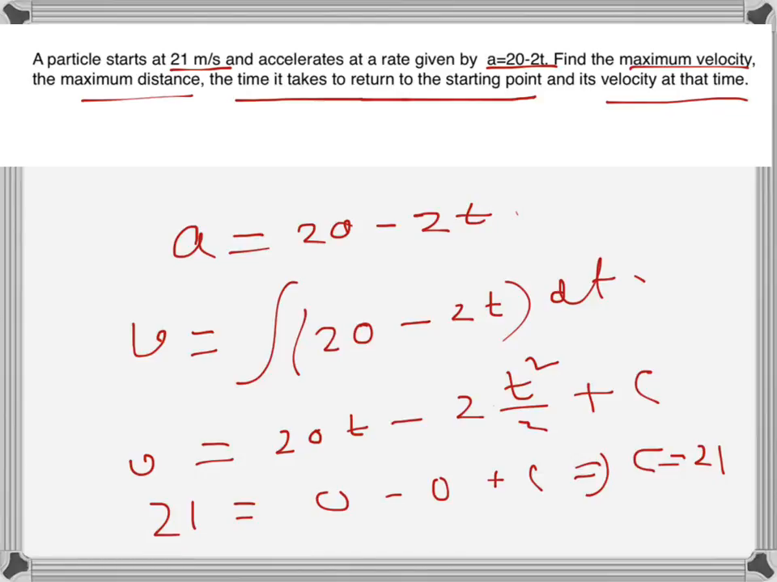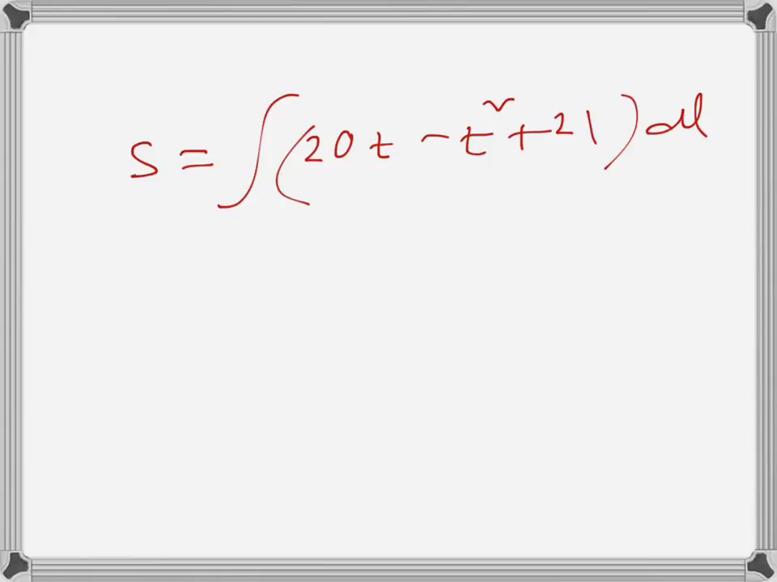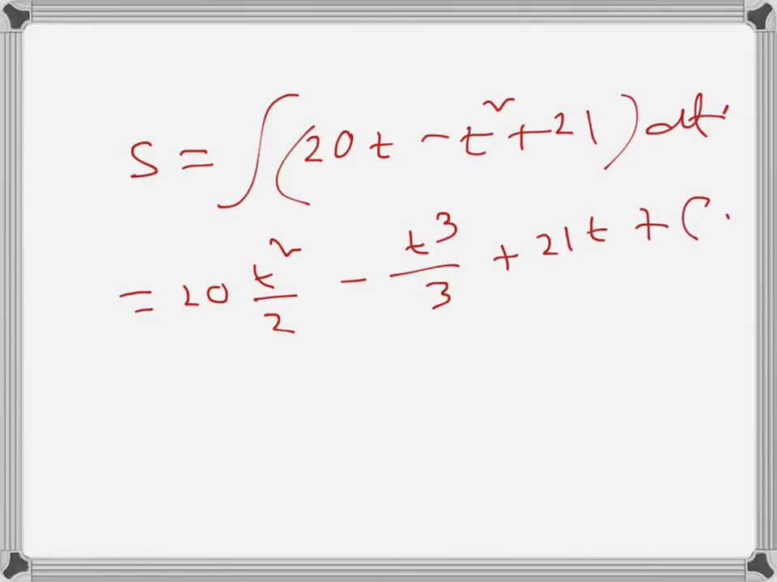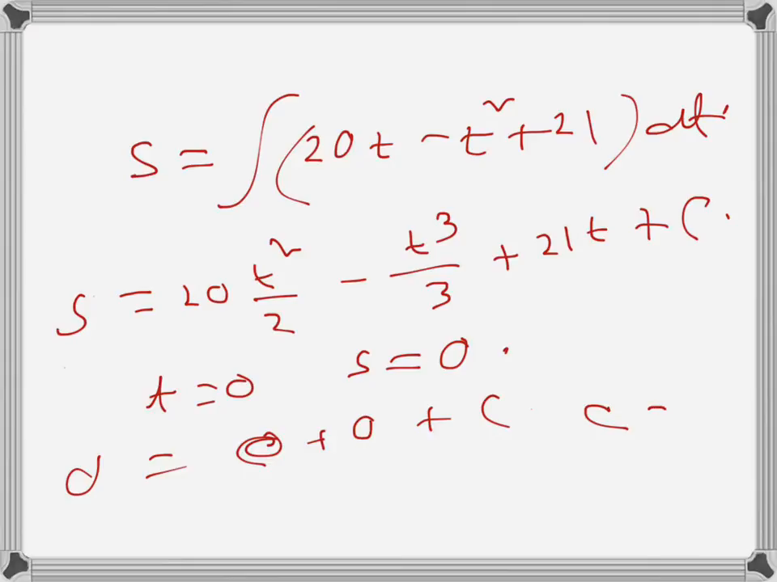Now we need to find the maximum distance. So first we need to find distance, which will be again integrating the velocity. So the integral of 20t minus t square plus 21 dt becomes t square over 2 minus t cube over 3 plus 21t plus c. We can assume that at t is equal to 0, s was 0, which is a reasonable assumption. So c becomes 0.